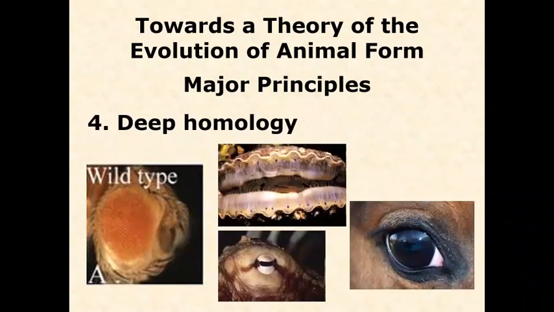So this then goes in and helps us to illustrate the next principle, principle number 4, deep homology. The eye is a good example of this, but there are dozens of other examples.